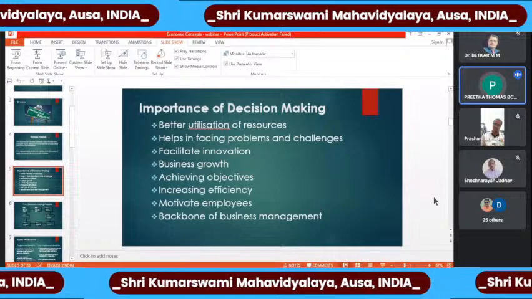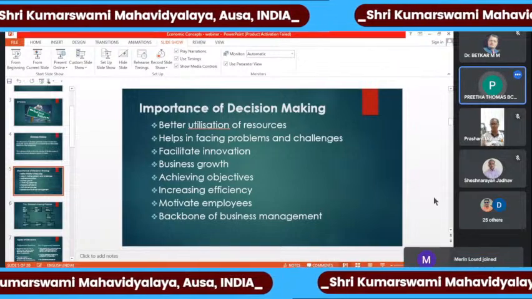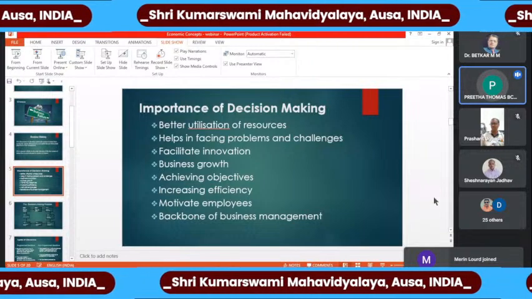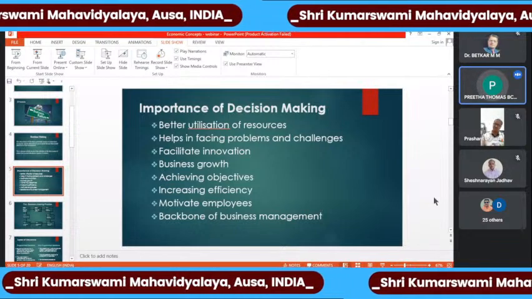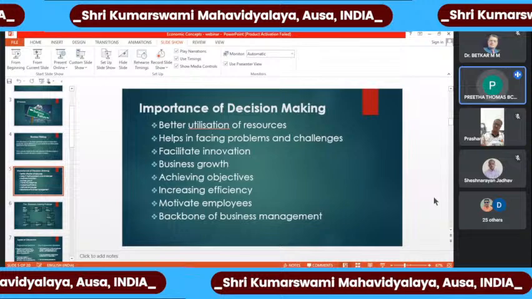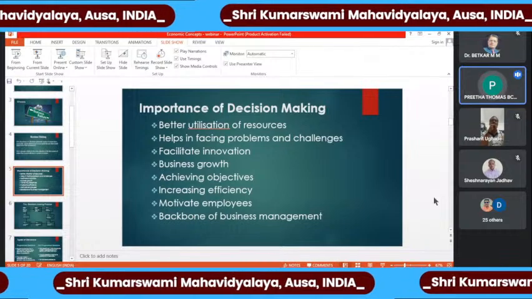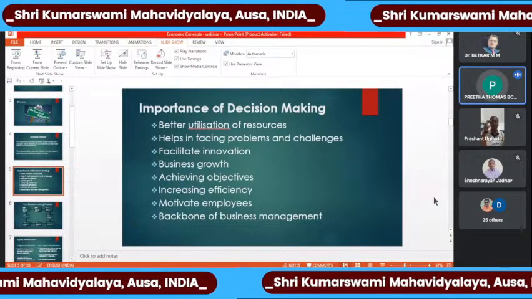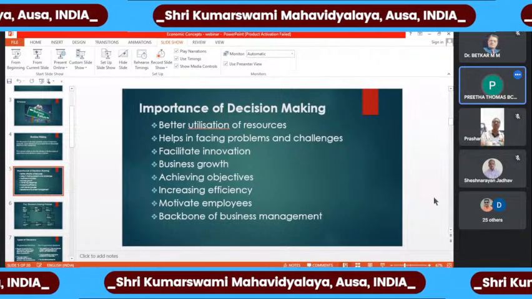When we say resources, we know business uses a lot of resources. In commerce, students call them the M's. When we say M's, it is man, which is the human resource, money, which is the financial resource, methods, which is the technical resource, and materials, which are the inputs to the business. So all these are the resources: man, machine, money, methods, materials. All these M's need to be utilized properly, because all these resources are limited in supply and have alternative ways of being used. So decision making helps us with better utilization of the resources.